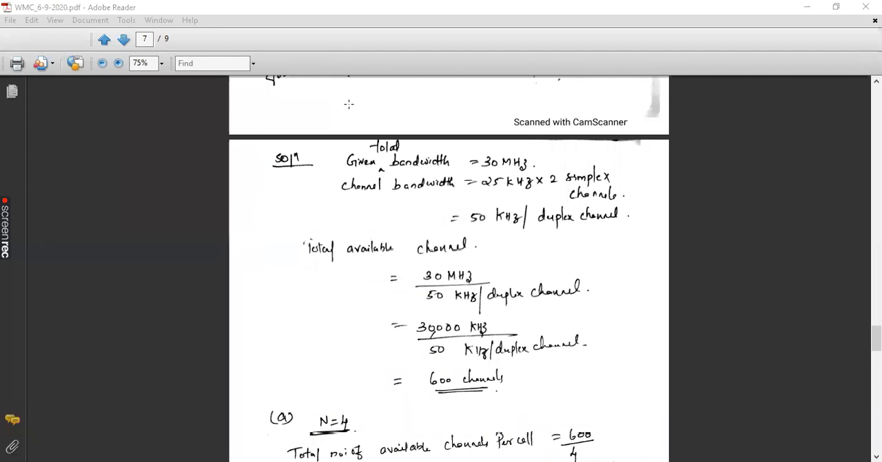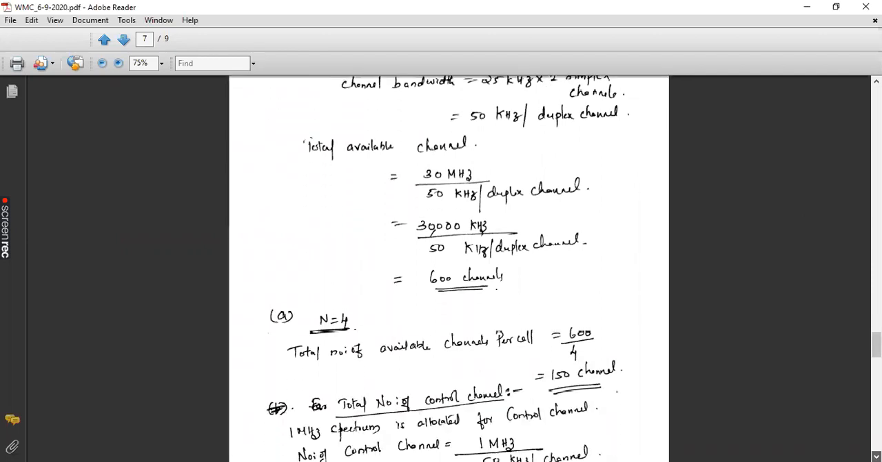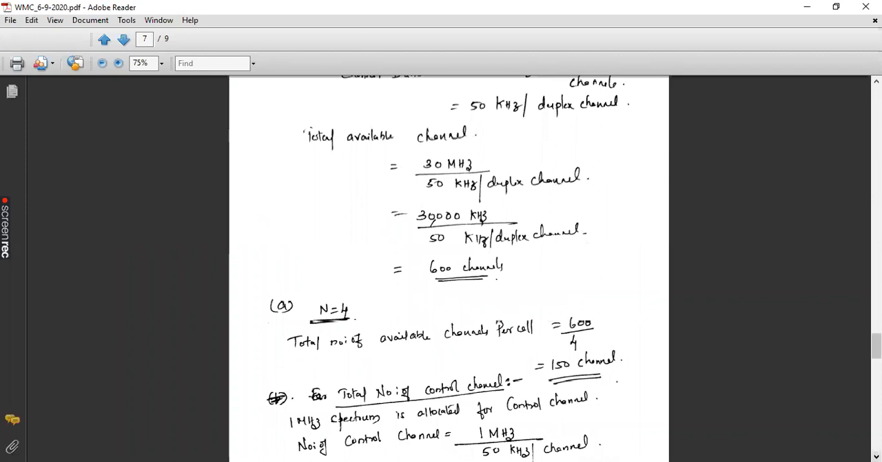And we are going to divide the 600 channels among the cells, distributed over one cellular system. We have 3 different cases to be solved. The first case is for N equal to 4. For N equal to 4, it means that there are only 4 cells in one cluster.